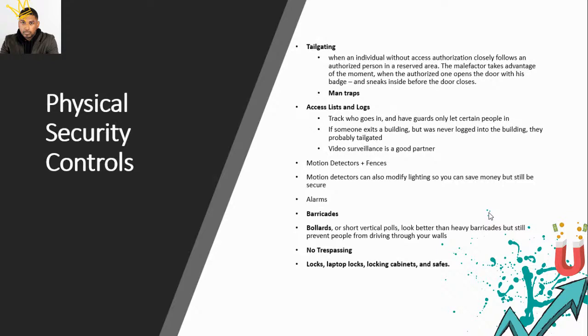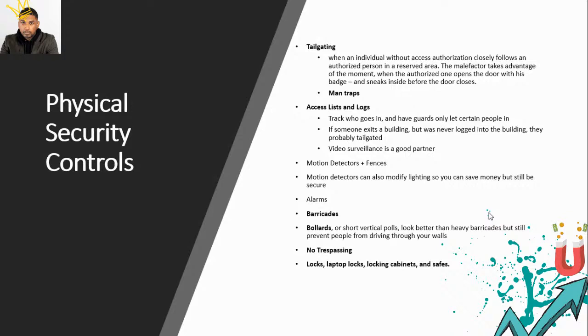Access control lists and logs. They track who goes in and have only security guards let people who need access or are authorized to be in that area access to that area. If someone exits the building but is never logged into the building, they might have tailgated. So you can have badging in, badging out, access control lists. Video surveillance is also good. CCTV, motion detectors, fences. Motion detectors can also modify lighting.